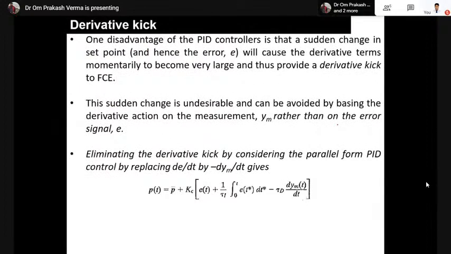Now there is one problem in the derivative controller, that is the derivative kick. Again I am telling you, this type of terminology is generally not taught in the class. So what is the derivative kick? Just listen. This is one of the disadvantages of the derivative controller. Okay, so what I told in the previous two slides.